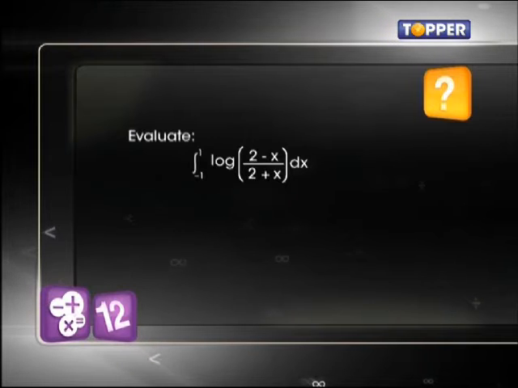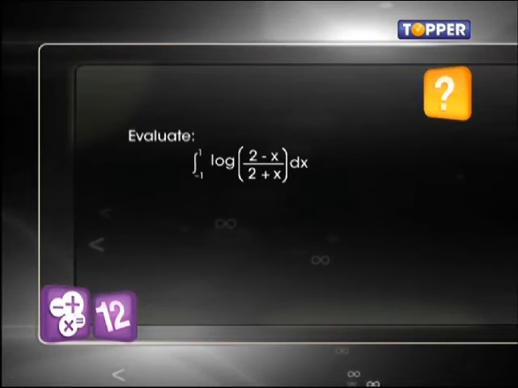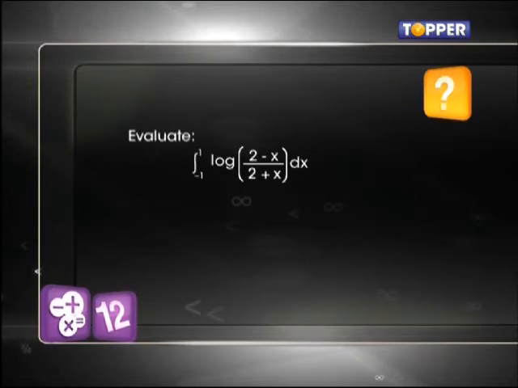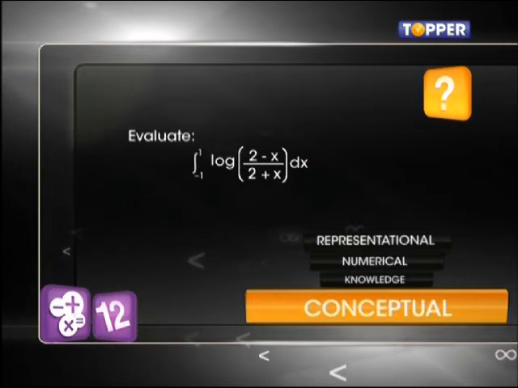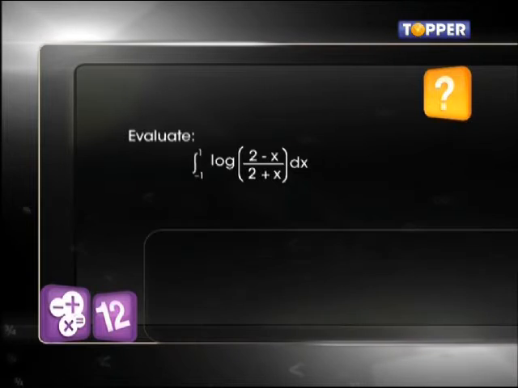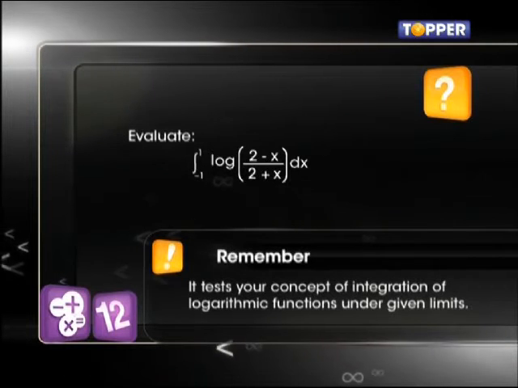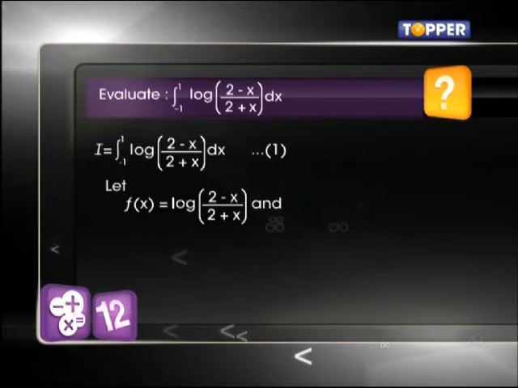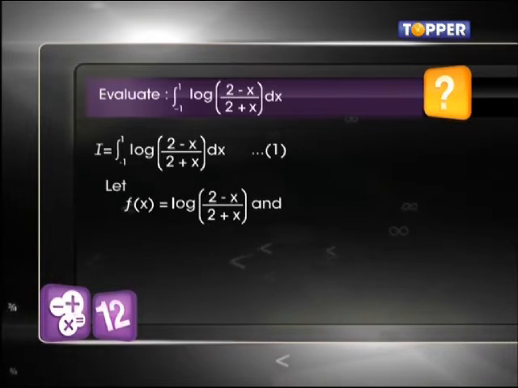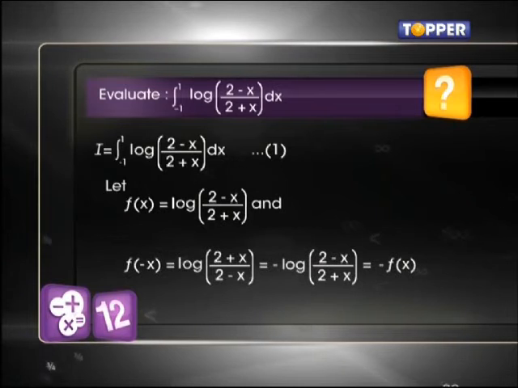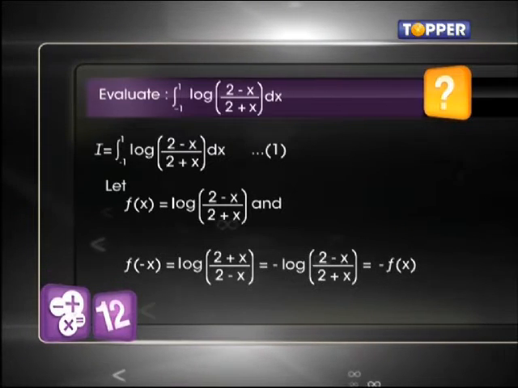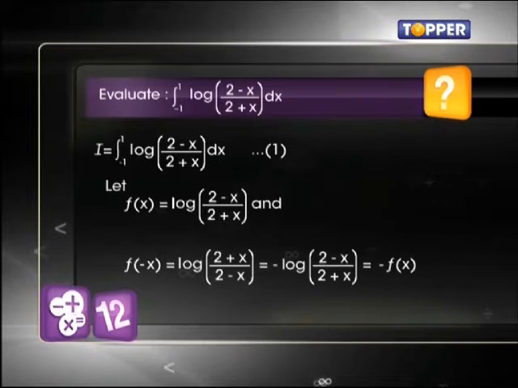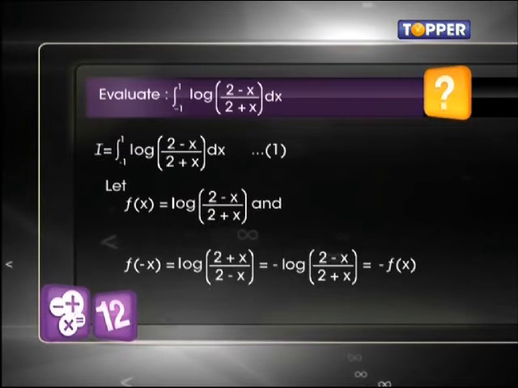Definite integral of log 2 minus x by 2 plus x at the limits from -1 to 1. This question is based on conceptual ability as it tests your concept of integration of logarithmic functions under given limits. Let f(x) is equal to log 2 minus x by 2 plus x. Now, on putting minus x in place of x, we get minus log 2 minus x by 2 plus x, which is equal to minus f(x).